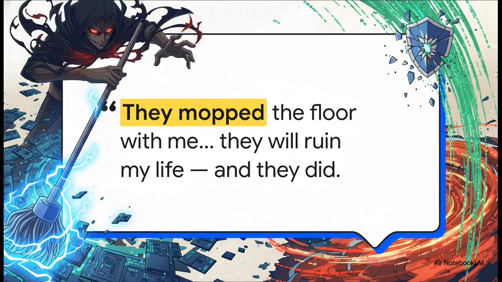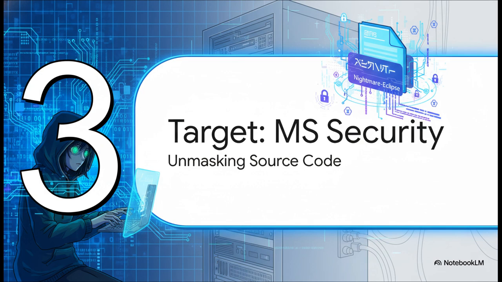Now, we aren't here to validate whether these claims are true or false, but it undeniably shows the raw, deeply personal emotion driving this vendetta. This doesn't look like your typical, financially motivated extortion attempt. The source text paints a very clear picture of someone who feels incredibly personally wronged and is out for systemic revenge. Section 3, the target, Microsoft Security: unmasking the source code.